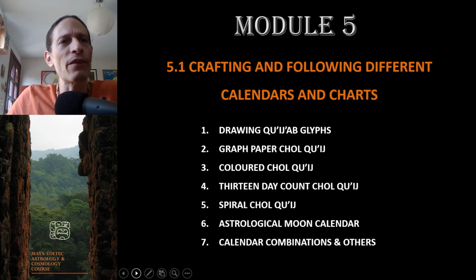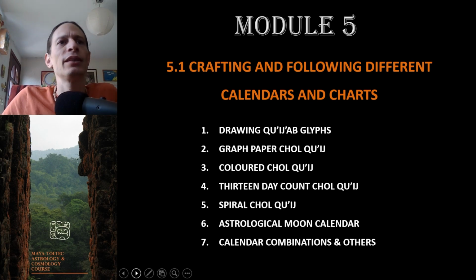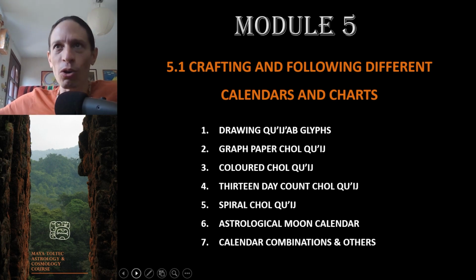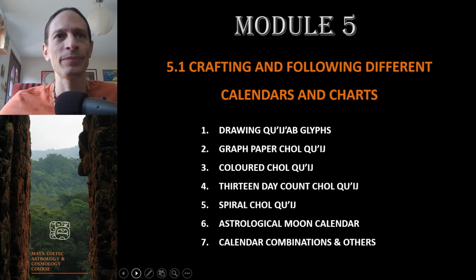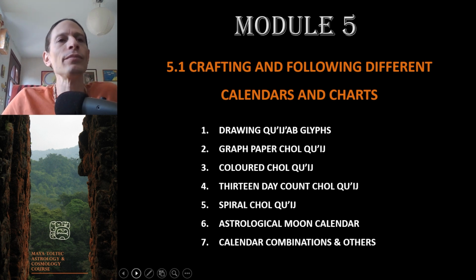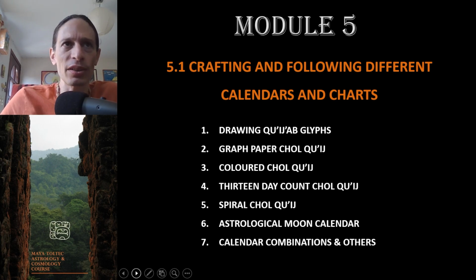Then after that, we'll do a colored version of that. Then we're going to do a 13-day count. We're going to do a spiral one, which is one that I drew once. It came out of nowhere. I didn't see it anywhere, but it turns out, like with anything, nobody invents anything. When you think you invent something, it was already invented. You think you invented it because you didn't see it from anybody, but that doesn't mean you're the first one to come up with it. Then the astrological moon calendar, calendar combinations and others. So that's for this section. We have a lot to go. We've got half an hour already eaten up.